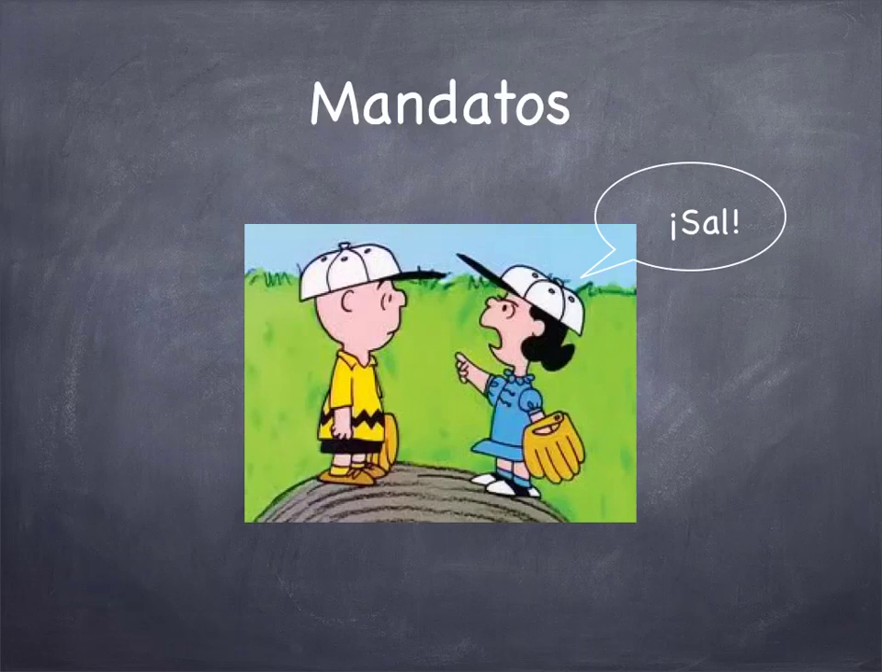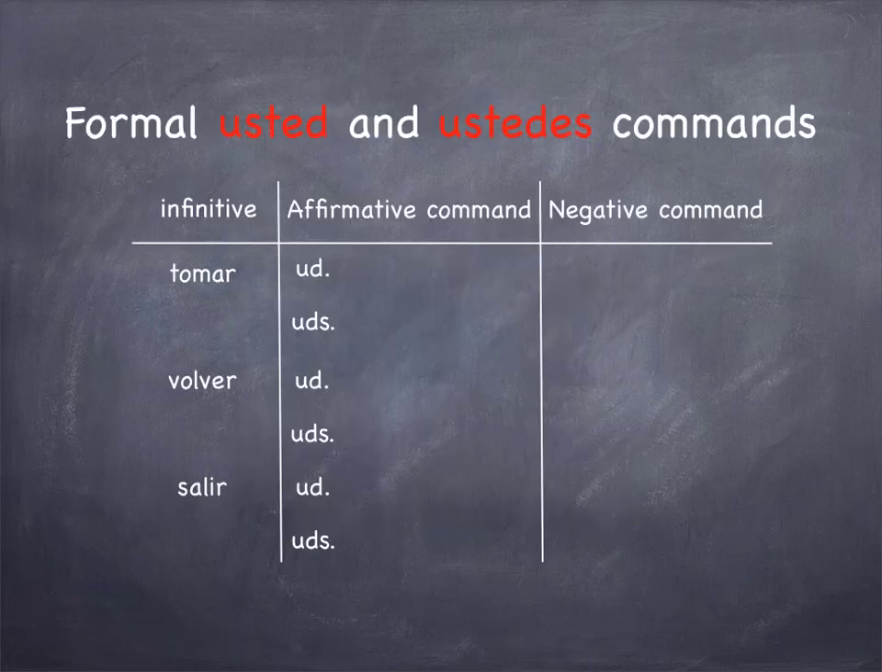Hello everyone. In today's lesson we're going to learn about mandatos or commands. So let's begin with the formal commands in the form of usted and ustedes. To make a command in Spanish with the form of usted and ustedes, you need to use the present subjunctive in both the affirmative and the negative command.